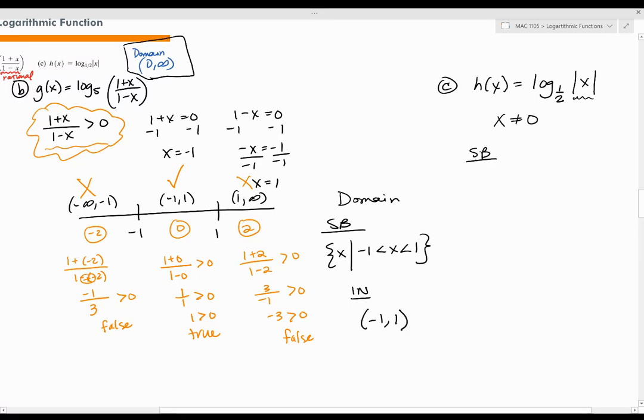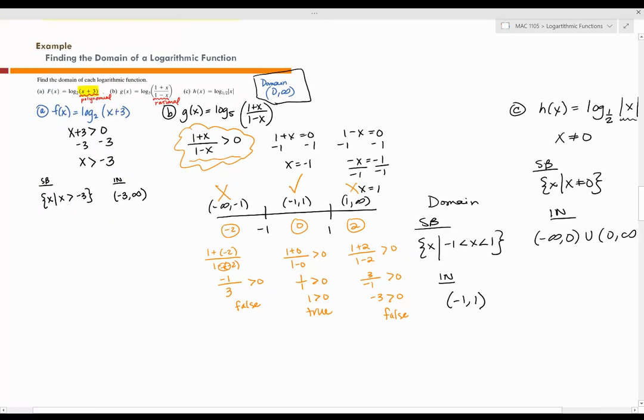So if we write that in set builder notation, it would be all x such that x does not equal 0. If we wrote it in interval notation, we would say -infinity to 0, parentheses, union, 0 to positive infinity, okay? So when you're solving for the domains of these log functions, not only do you have to keep in mind that the domain of a log function has to be positive, you also have to take into consideration what kind of function sits in its argument. So is it polynomial? Is it rational? Is it absolute? And take those considerations in as well, okay? Cool.